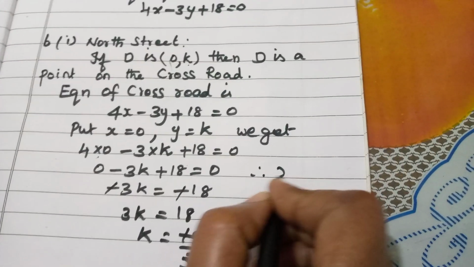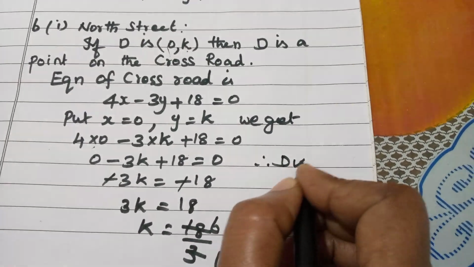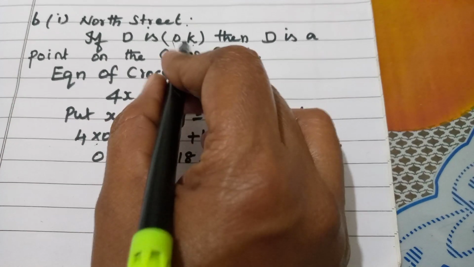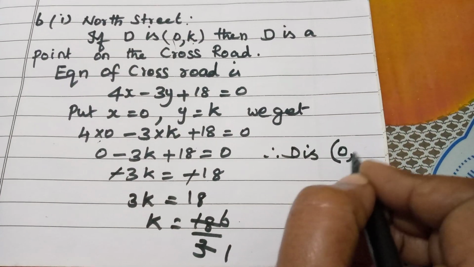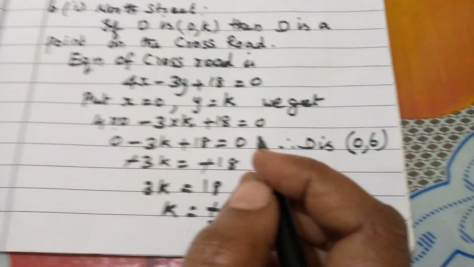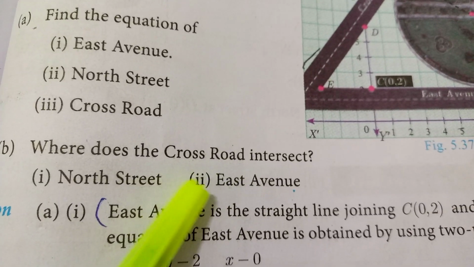What is the value of D? Here the x value is 0 and the k value we get is 6. So D is (0, 6). Understood, students? What is the second subdivision now?